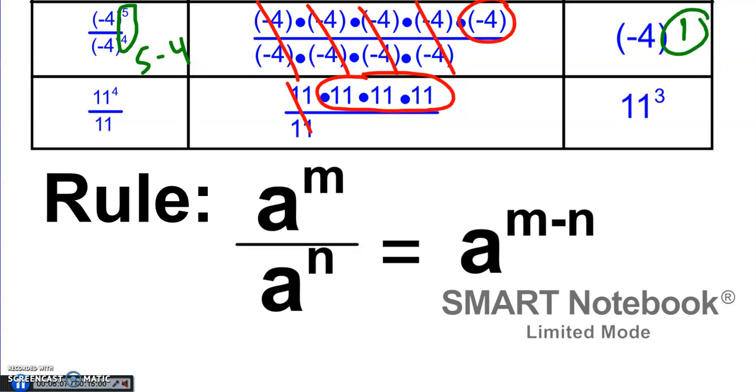If we look at 11 to the 4th over 11, this is like 11 to the 1st. Well, what's 4 minus 1? 3. So the rule applies, and we've shown that the rule applies, so we can move forward and trust that this is the rule about the quotient of powers property. But let's go through some examples.